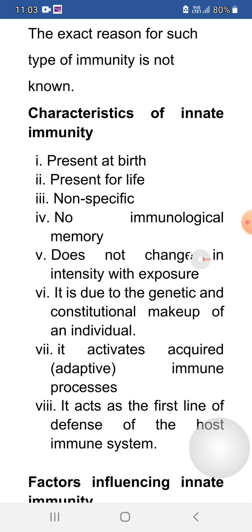Then it does not change with exposure. The intensity does not change with exposure because exposure does not affect it. It's just there. For example, in acquired immunity, continuous exposure, as we have said, increases the intensity of reaction against a foreign substance. Here, the intensity of reaction remains the same despite continuous exposure. Then it's due to genetic makeup, not exposure to foreign substances, because you are born with it.